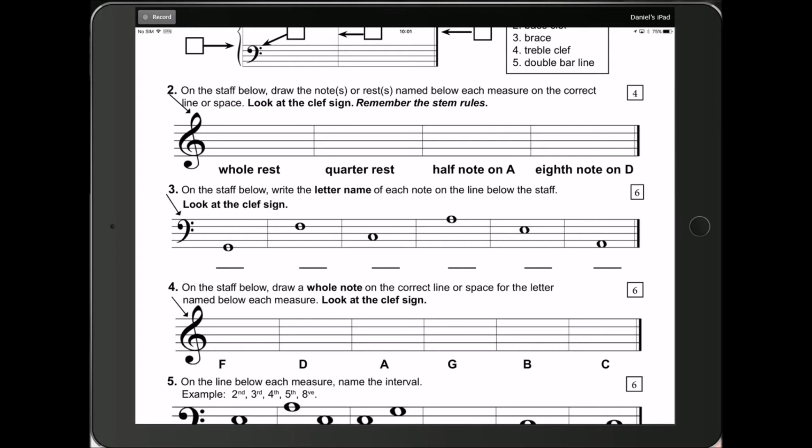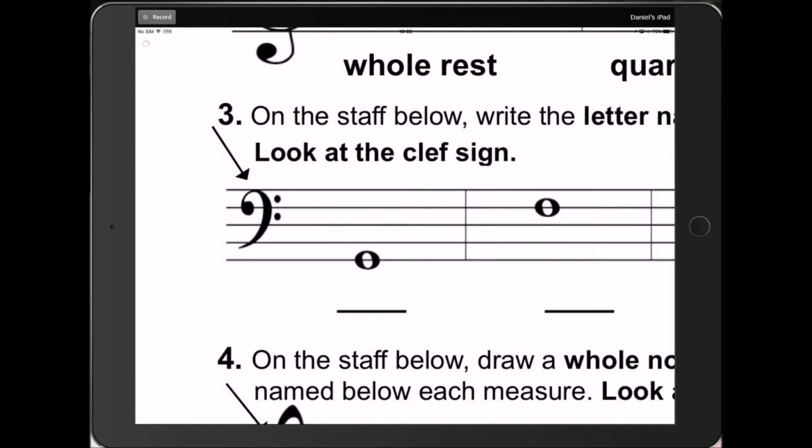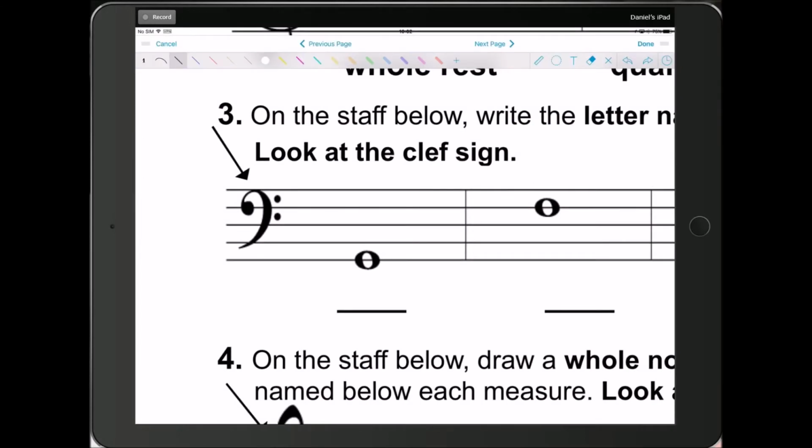Let's get started. Question 3 says, on the staff below, write the letter name for each note on the line below the staff. Look at the clef sign. If you've done any of the previous theory tests, you should be very familiar with this. If you're at Level 4 and you've been doing this for a couple years, you should know how to name notes. What gets a lot of students in trouble is they just assume that they know what the notes are, and they don't look at the clef sign.